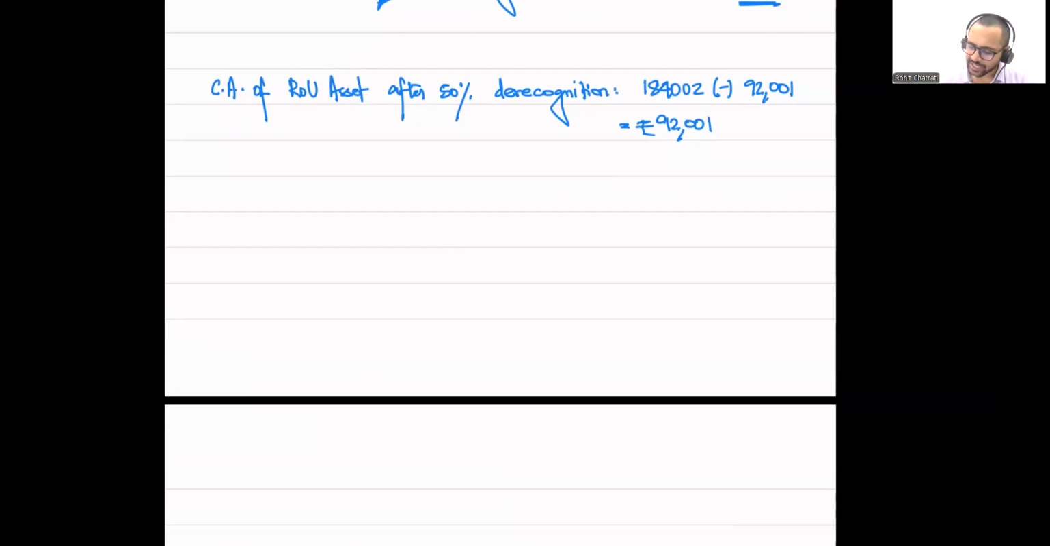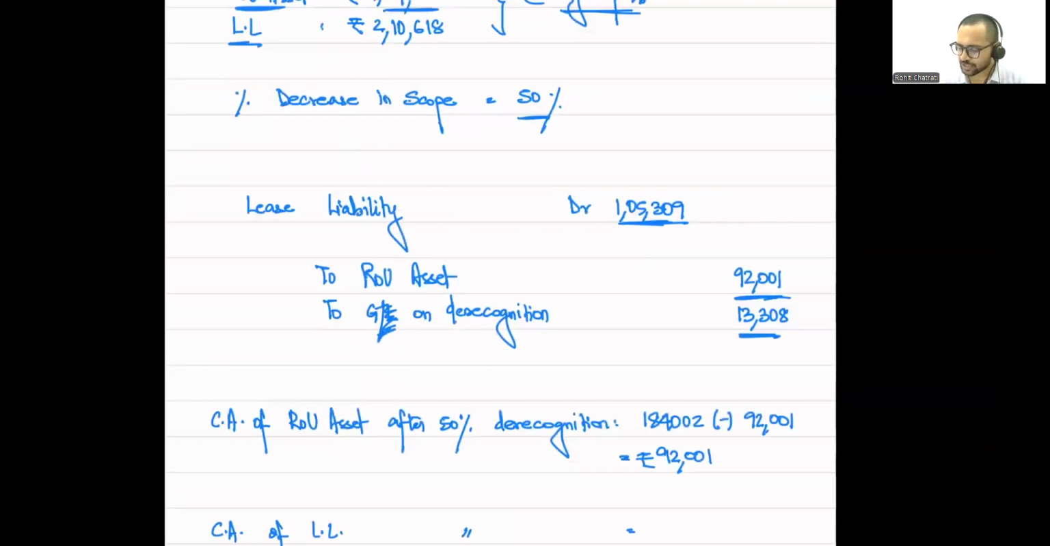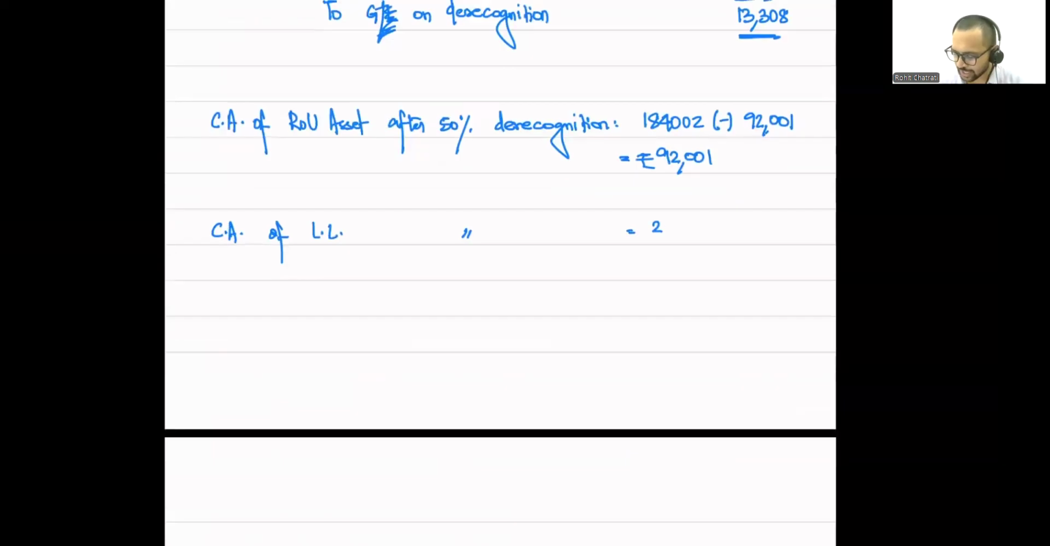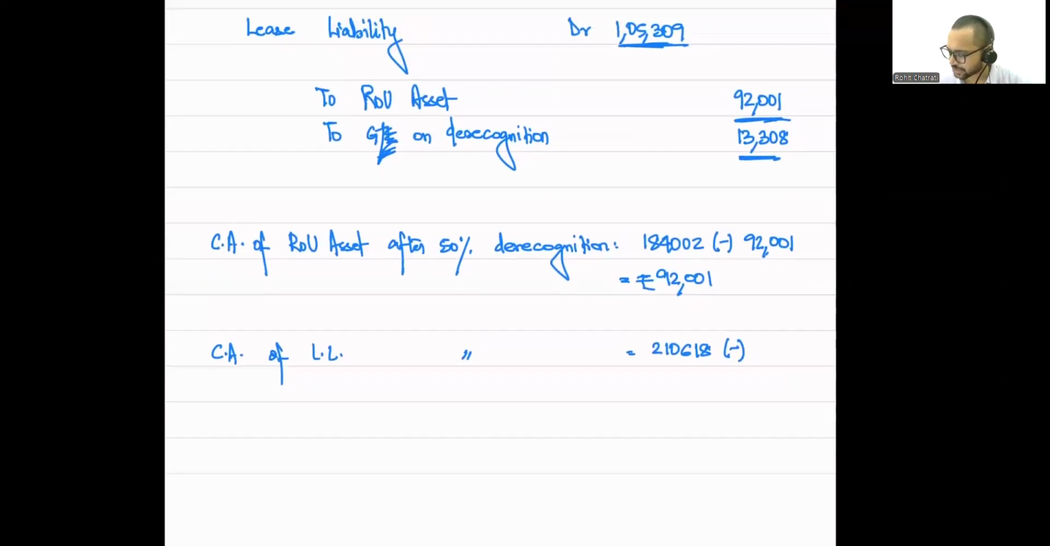Same way, the carrying amount of lease liability after 50% derecognition will be: I had a balance of 210,618. I derecognized 50% of it, which was 105,309. I have the remaining 105,309 left on my balance sheet. All right. So after the derecognition, the right-of-use asset will be 92,001 and 105,309 in case of lease liability.